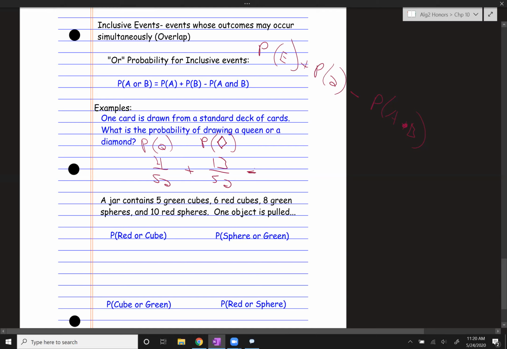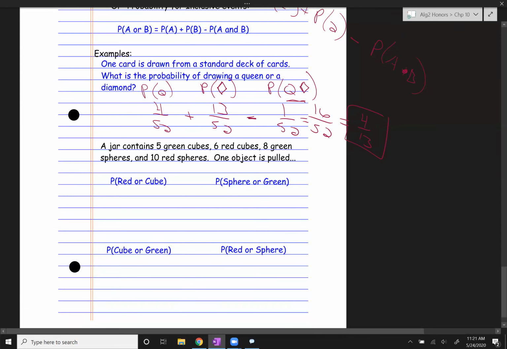Now, here's the problem. There happens to be a queen of diamonds. How many are there? 1. There's only 1 queen of diamonds. All right, so we get these up here. We get 17. We're going to reduce that down, right? 17, 16, 16 out of 52. All right, and we're going to break that down. That's 4 out of 13. All right, so, you know, maybe you're not too up on cards, so just take your time with those as you need to.